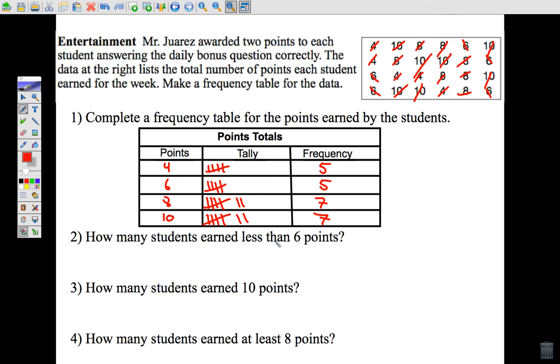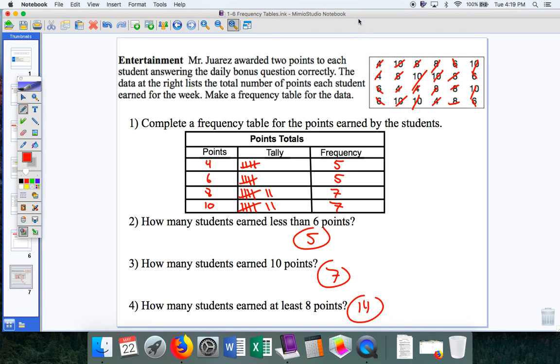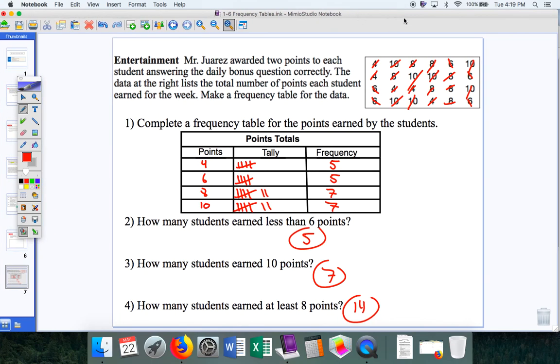So how many students earned less than 6 points? Okay, well, 6, 8, and 10 are all 6 or above, so less than would be 4 points, and I had 5 students. How many students earned 10 points? Clearly, 7. And then finally, how many students earned at least 8 points? Now, at least 8 points means 8 or above. And I have 7 that got 8, 7 that got 10, so I have 14. Okay? So there's your last example. So this is just kind of a recap of data collection and frequency tables.